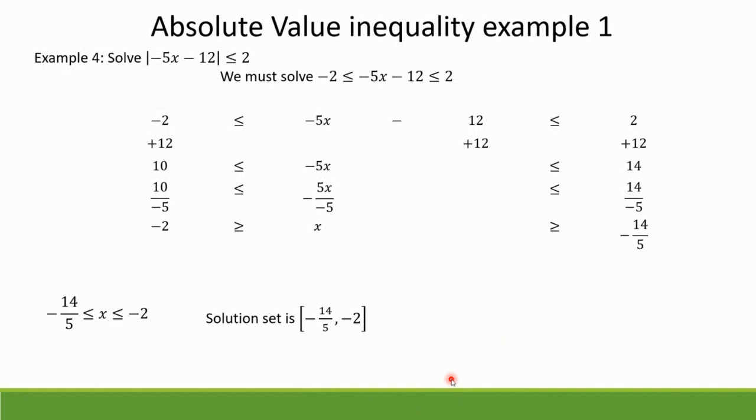All right, let's do an absolute value inequality. Now remember, just like with equations, you're going to get 2 from 1. You're going to get 2 inequalities from an absolute value inequality. Namely, we have to solve this compound one. For the absolute value of -5x minus 12 less than or equal to 2, we have -5x minus 12 less than or equal to 2 and greater than or equal to negative 2. That's what we have to solve.